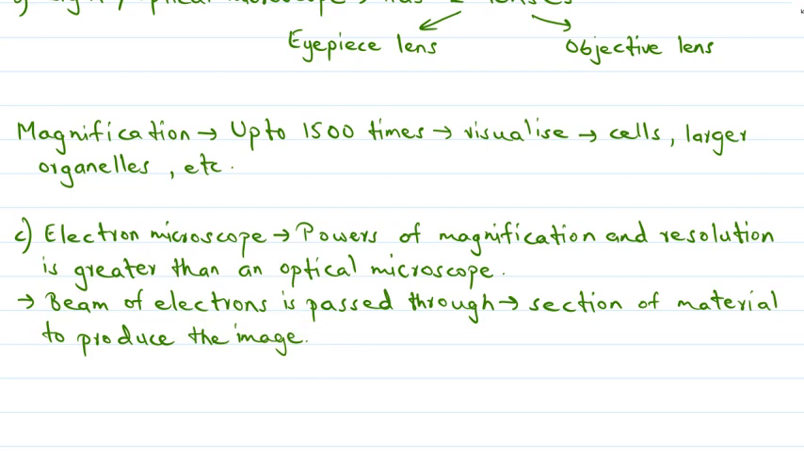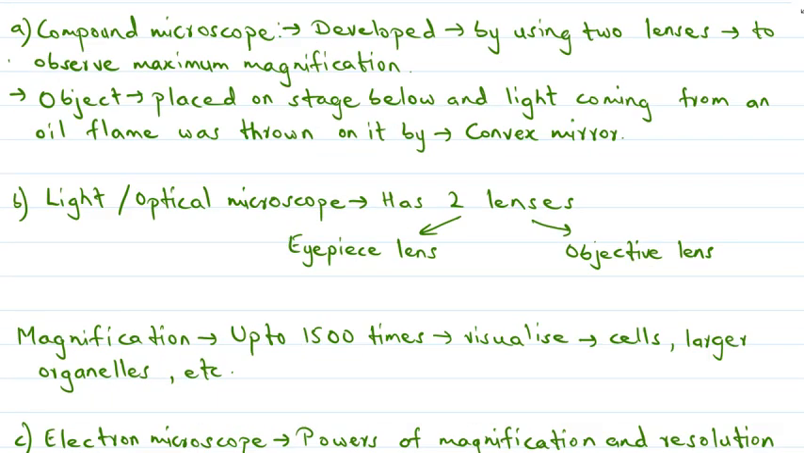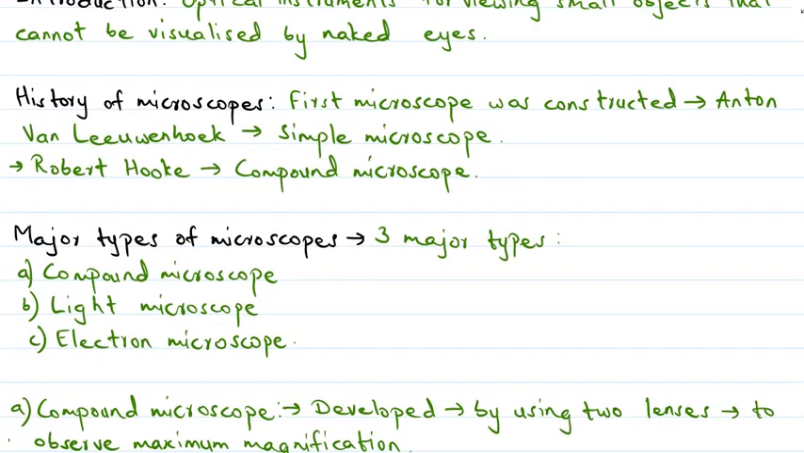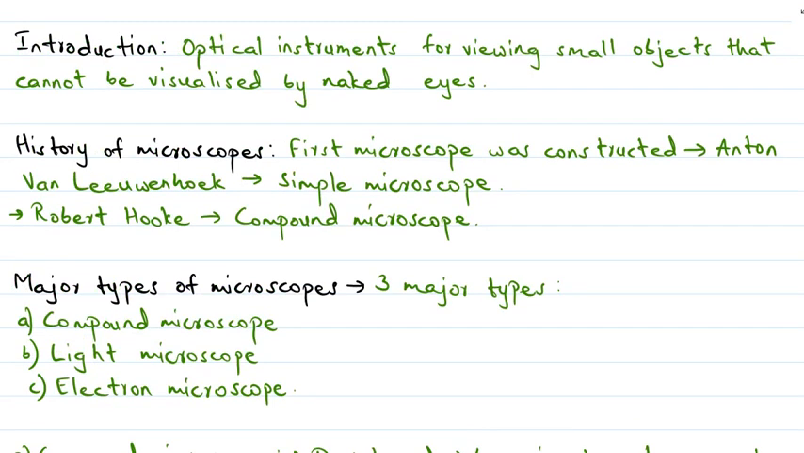Alright, so now let's quickly revise everything that we have covered today. So today we spoke about the microscopes. So now we know that microscopes are optical instruments which are meant for viewing small objects that cannot be visualized by our naked eyes, like the cells, microorganisms, etc. Okay, so then we talked about the history of microscopes, that who discovered microscopes at first. Okay, so the first microscope was constructed by Anton van Leeuwenhoek, which is the simple microscope.